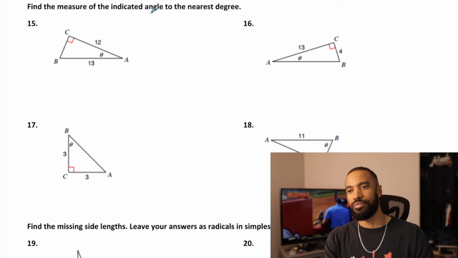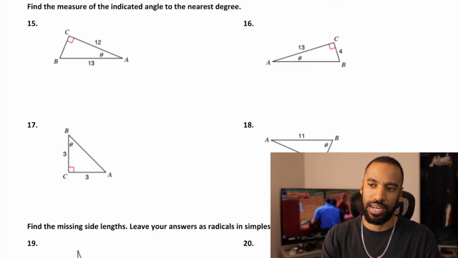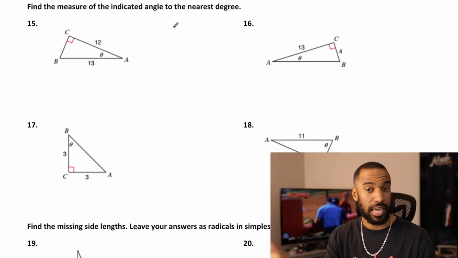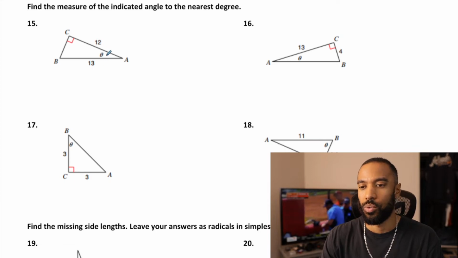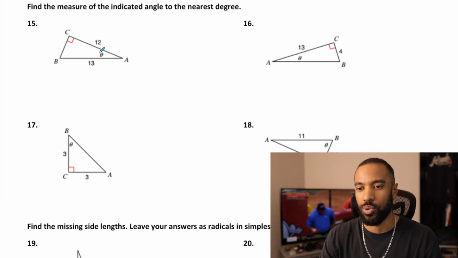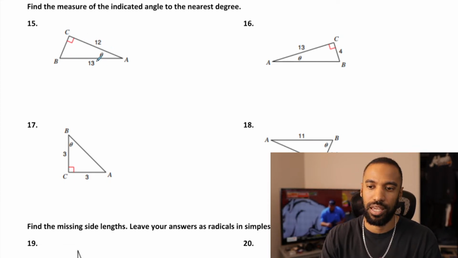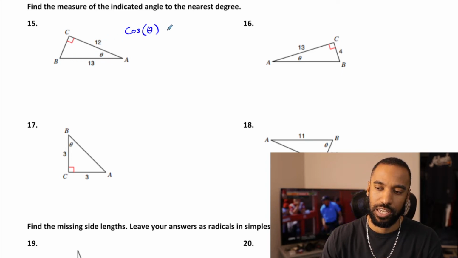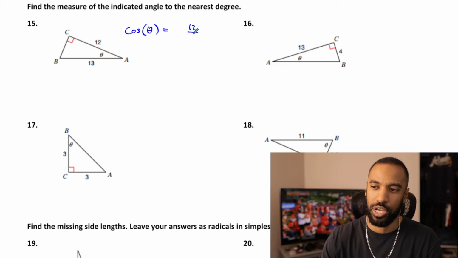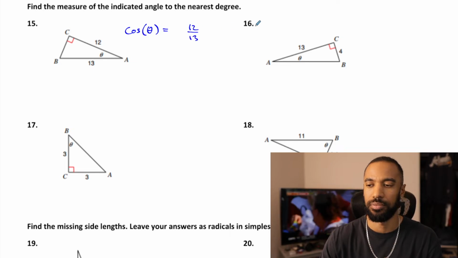All right, find the measure of the indicated angle to the nearest degree. Now we are back in trig scenario. This is a variable, a Greek letter known as theta. Treat it like an x. I'll use theta though. In terms of theta here, in this right triangle, here's the leg adjacent, and here's the hypotenuse. I shall use cosine to set this up. If I take cosine of my angle, I get adjacent over hypotenuse, which is 12 over 13.